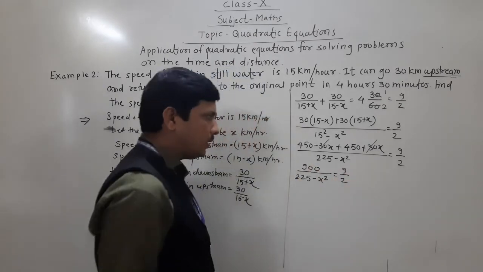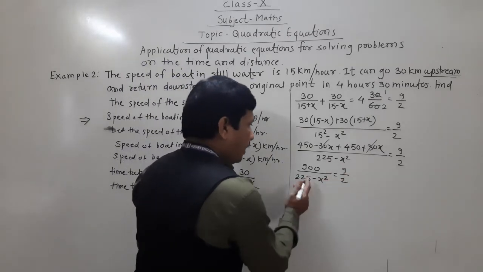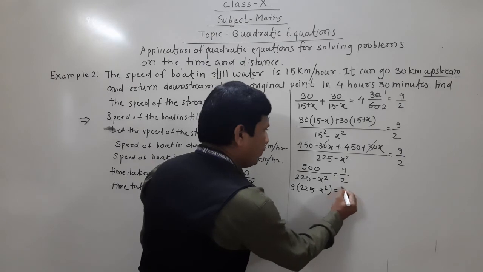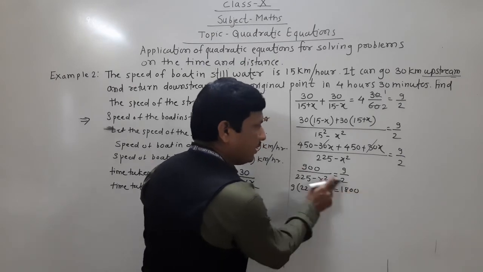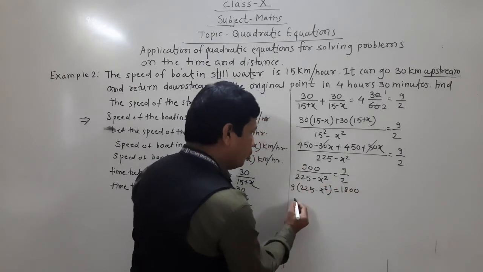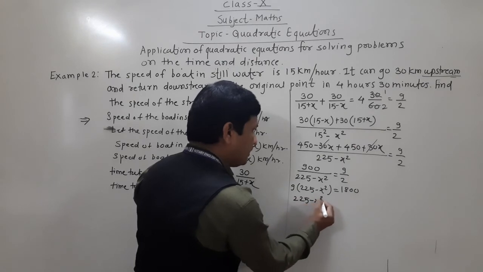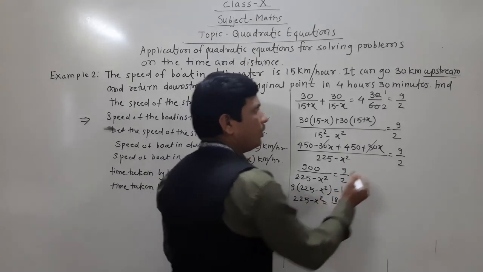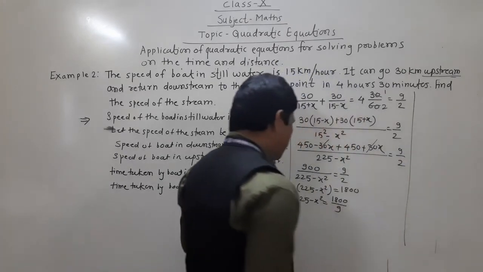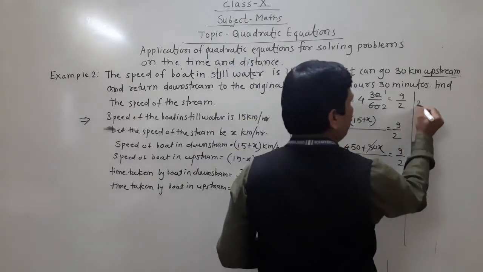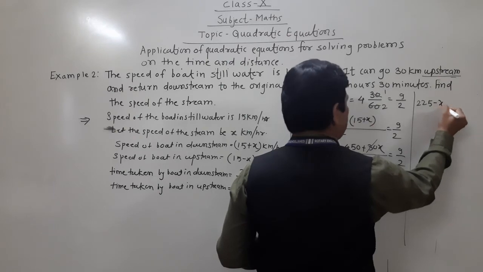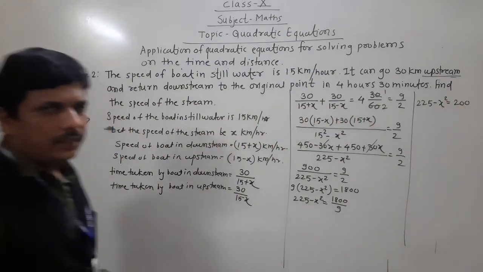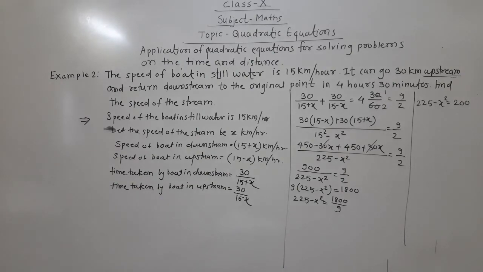So we will have cross multiplication here. 9 into 225 minus x square is equal to 900 into 2, which is 1800. So 225 minus x square is equal to 1800 divided by 9. What will be the next step? 225 minus x square is equal to 200, since 1800 divided by 9 is 200.